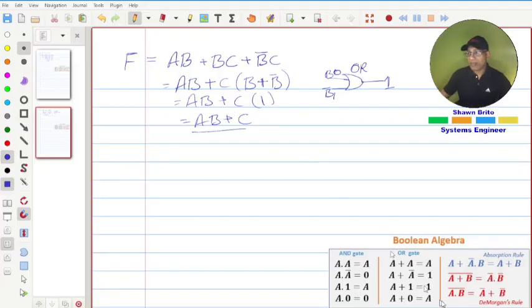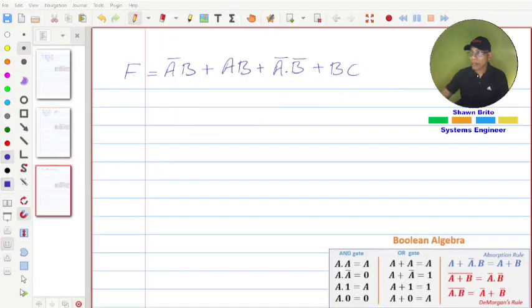Okay, let's look at another example. In this particular expression, there are a few more levels that you need to go through. It's simple, but you still need to follow a few more steps to get to the final expression. So let's simplify this logic. Here we have A bar B plus AB plus A bar B bar plus BC.